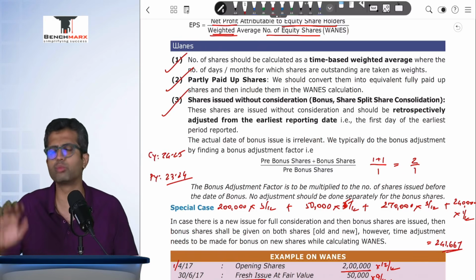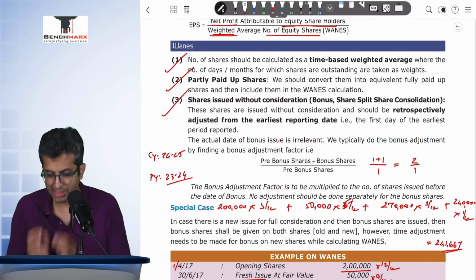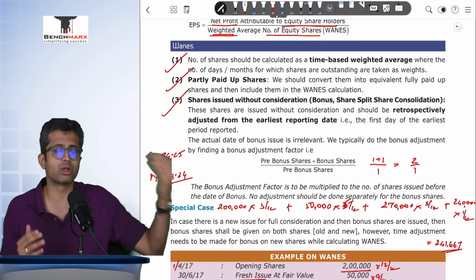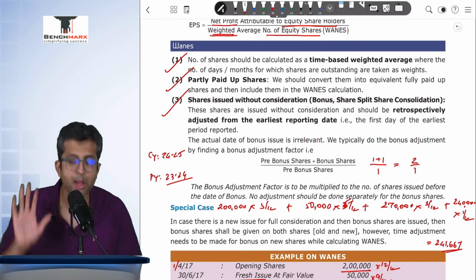Remember, after the date of bonus, there will be no bonus shares, and hence we don't need to multiply. Basically, what we are trying to say is 400 shares pre-bonus are equivalent to 400 × 2/1, that is 800 shares post-bonus.